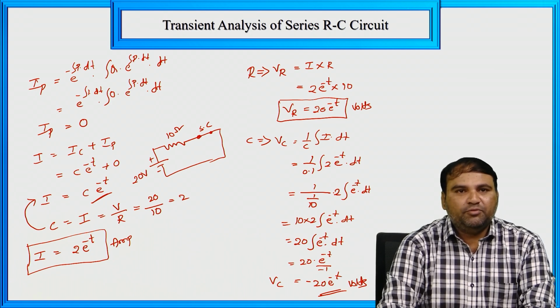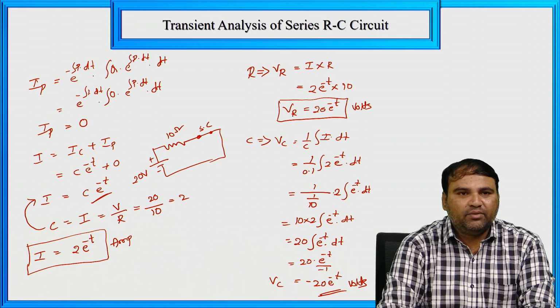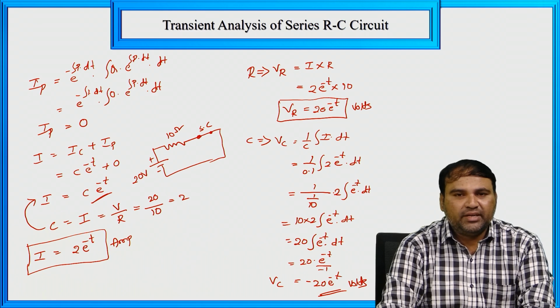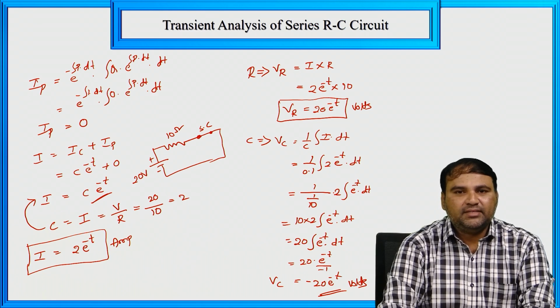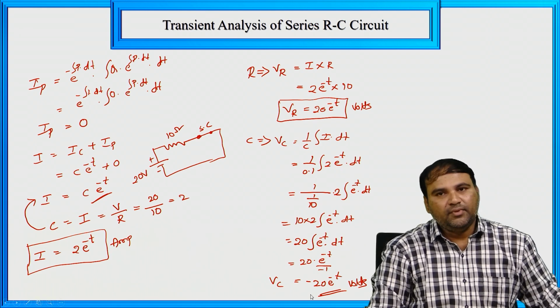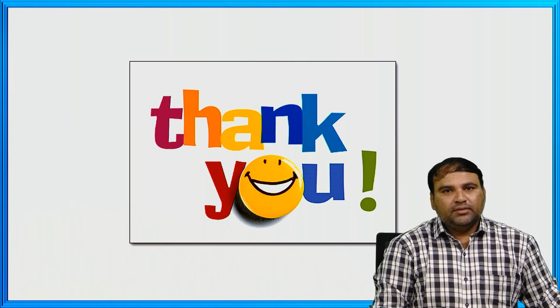So for this RC circuit, the total current response is I equal to 2 into e power minus t, the voltage drop across the resistor is VR equal to 20 into e power minus t, and the voltage drop across the capacitor is Vc equal to minus 20 into e to the power of minus t. So this is about the problem on series RC circuit with differential equation. Thank you one and all.